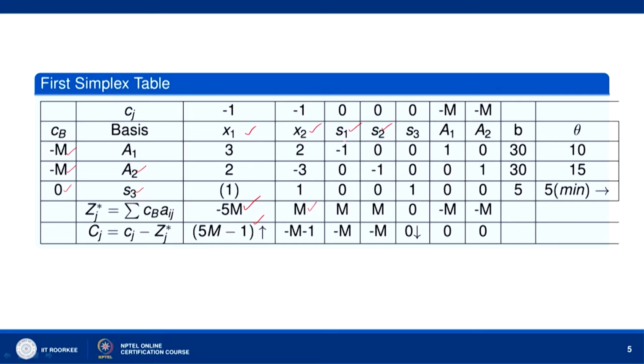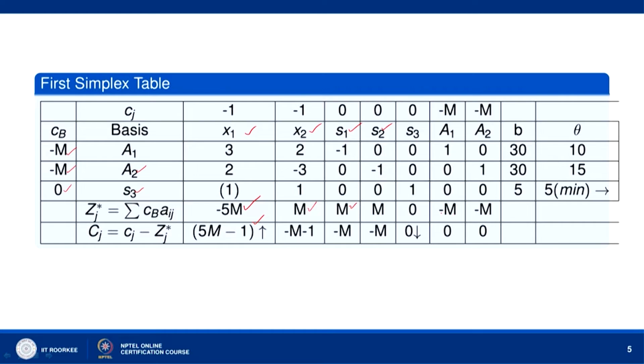Similarly, in the column corresponding to S 1, we get zj star, z 3 star, equal to m, and therefore capital C 3 is 0 minus m. So, we get minus m here. In the column S 2, zj star, which is z 4, j equal to 4, z 4 star is m, and so capital C 4 is minus m, and in the S 3 column zj star, j equal to 5, is 0, and so 0 minus 0 is 0, C 5 is 0.